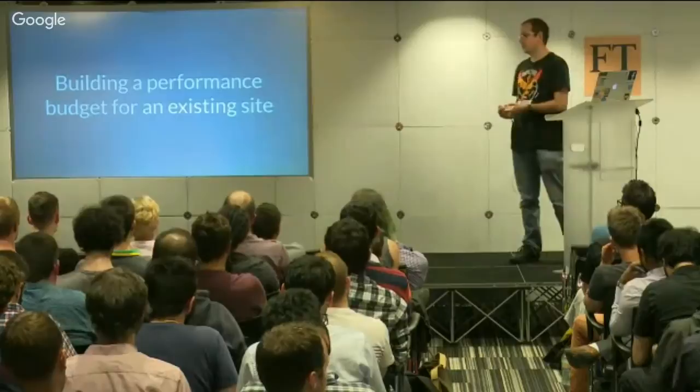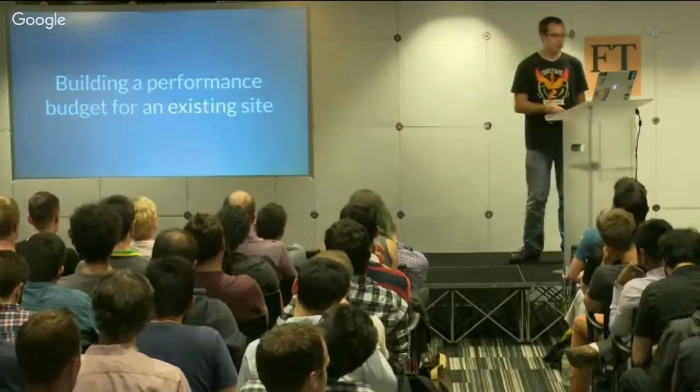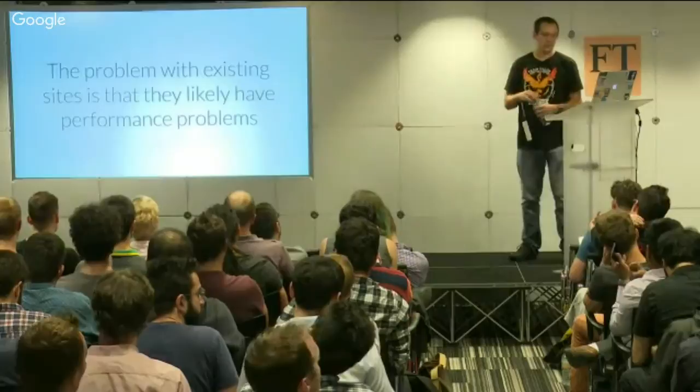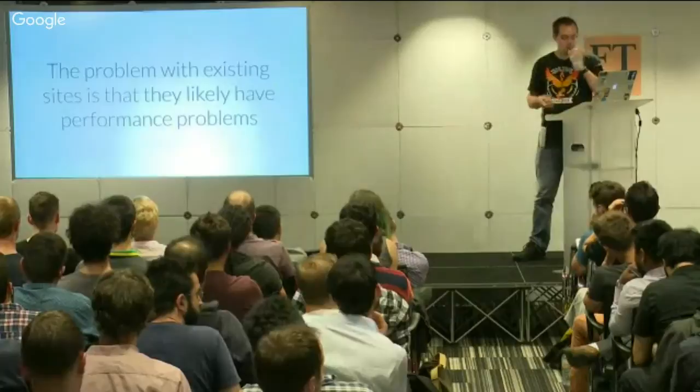So so far we talked about creating a performance budget for a new site, but often in the real world we're actually working with existing sites that we want to make performance budgets for. The problem with existing sites is they like to have performance problems already. They might be slow and bloated. This makes adding a performance budget that defines what we actually wanted to achieve really difficult, because you're likely already exceeding it. This doesn't mean we shouldn't create a budget, we just have to be a bit more careful.